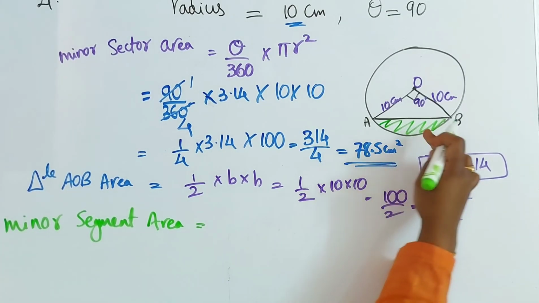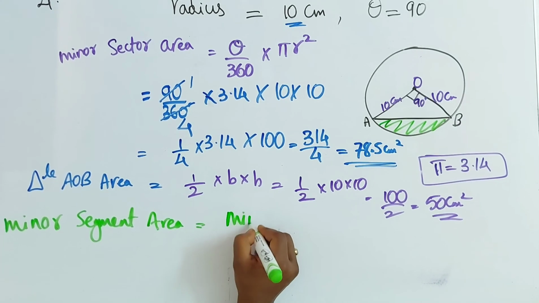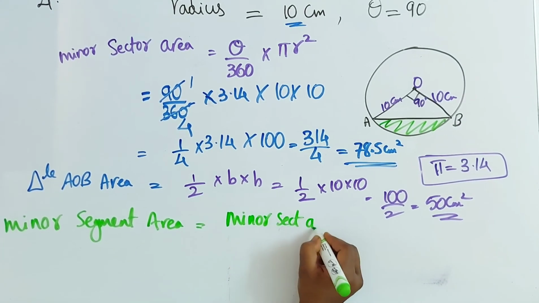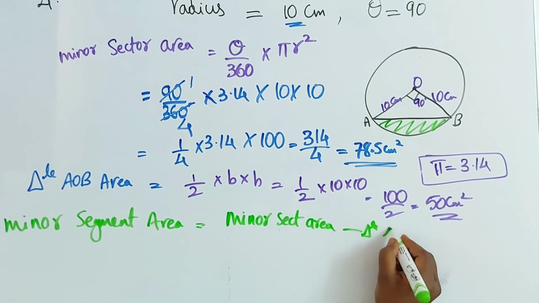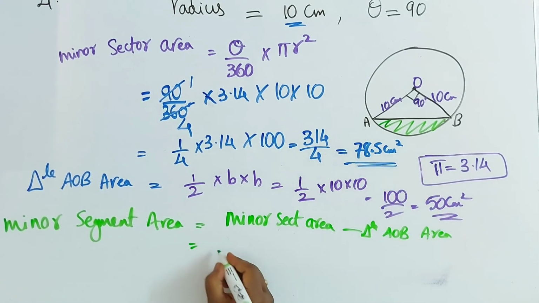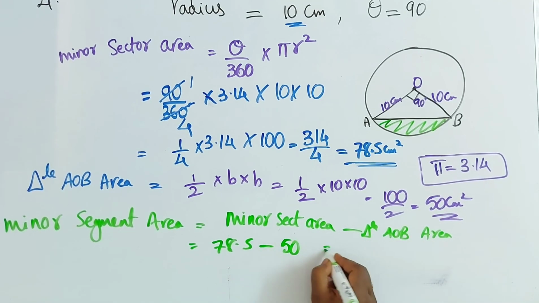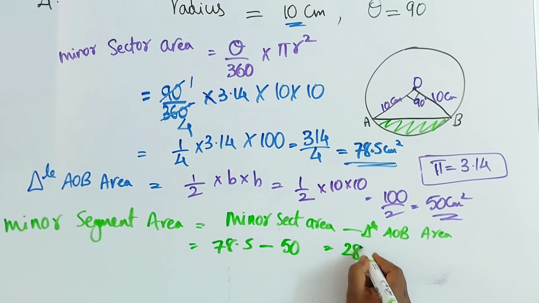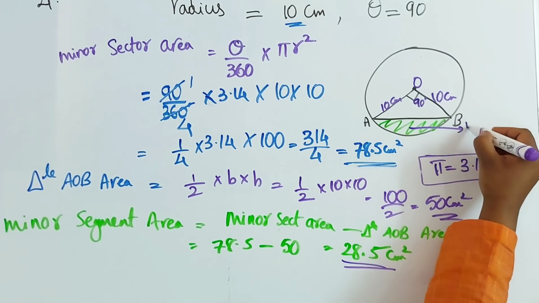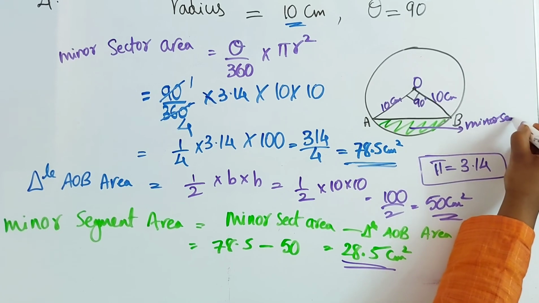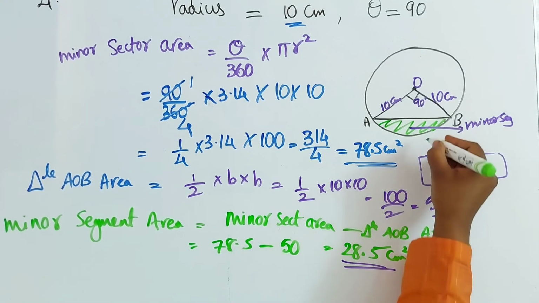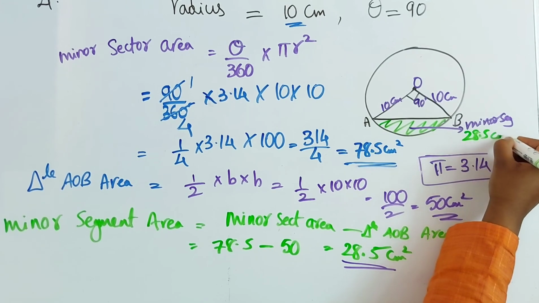Therefore, minor segment area is equal to minor sector area minus triangle AOB area. Right, children? So, what is the minor sector area? That is 78.5 minus triangle AOB area 50 centimeter square. 78.5 minus 50, children, that is 28.5 centimeter square. 28.5 centimeter square is the minor segment area. This is the minor segment, 28.5 centimeter square.